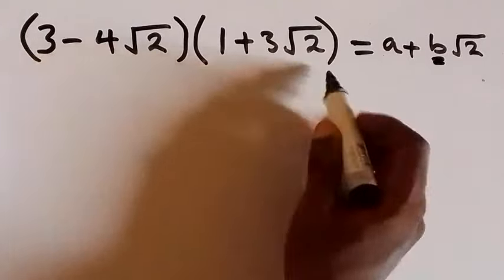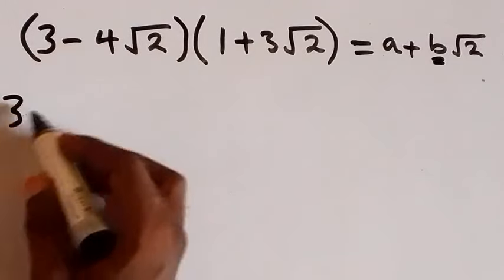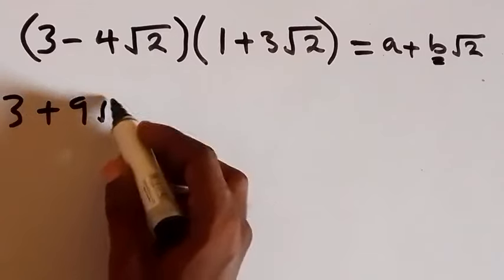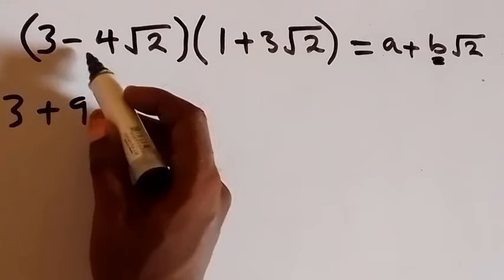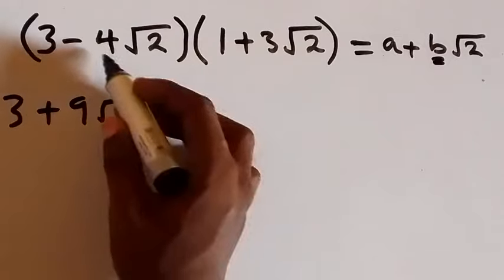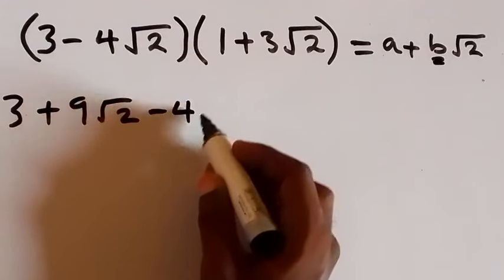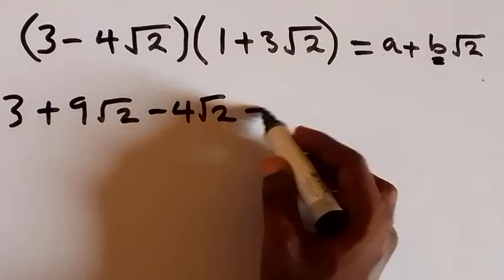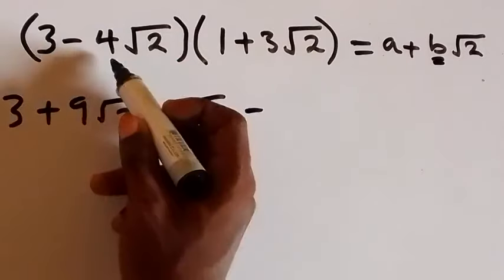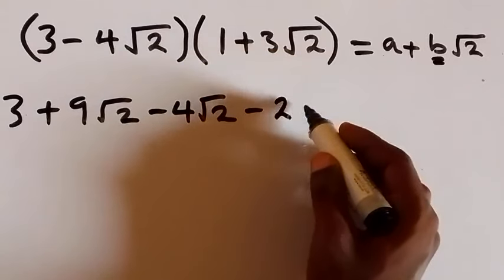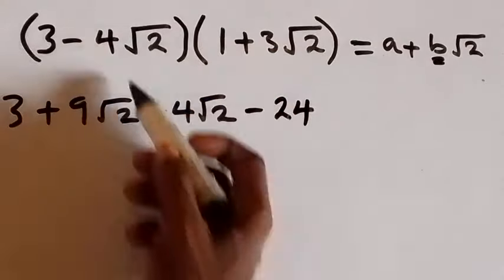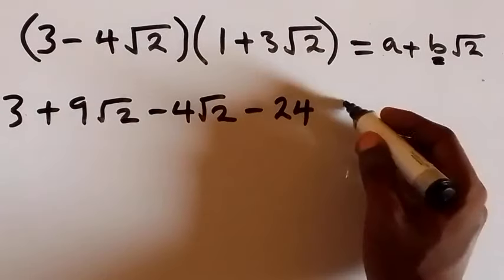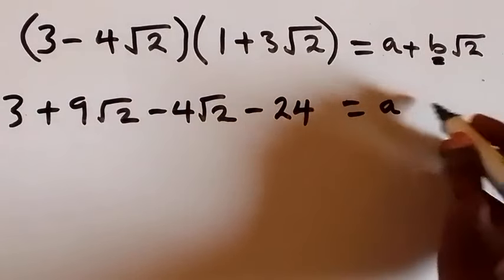3 will multiply first. So 3 times 1, that's 3. Then plus 3 times 3 root 2, that's 9 root 2. Now, also we use minus 4 root 2 to open. So minus 4 root 2 times 1, that's still minus 4 root 2. Then minus 4 root 2 times 3 root 2 will give us minus 12 times 2, that's minus 24, because 4 times 3 is 12, then root 2 times root 2 is 2, and 2 times 12 is 24. And it is equal to a plus b root 2.